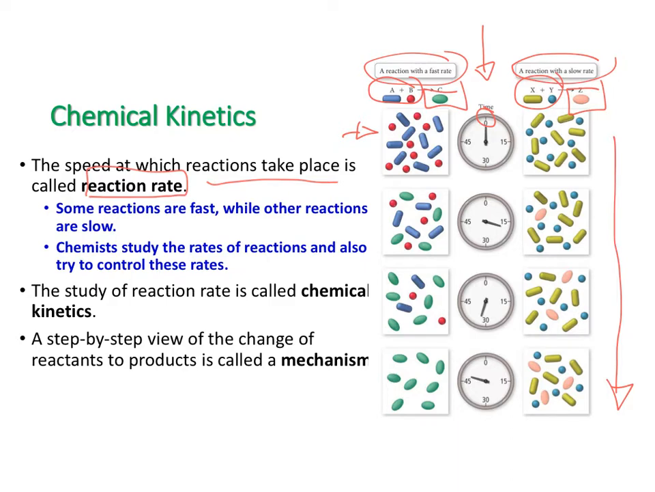With a reaction with a fast rate, you end up with a bunch of product, let's say past 45 seconds. And a reaction with a slow rate is taking longer, so you still see some of that reactant at the beginning and only a little bit of that product. Overall, this study of reaction rates is called chemical kinetics, and we will look at step-by-step views of these changes from reactants to products, which are called mechanisms.